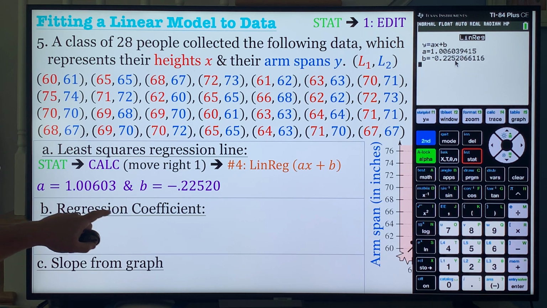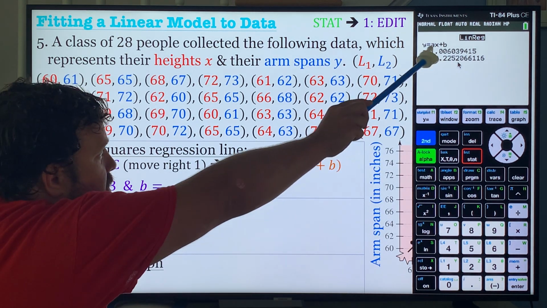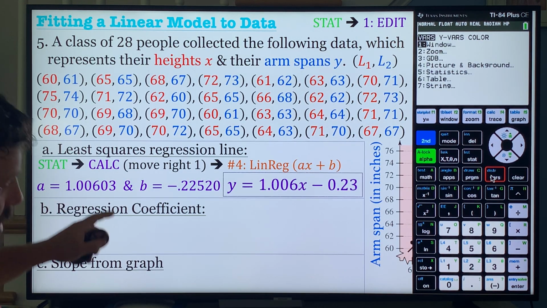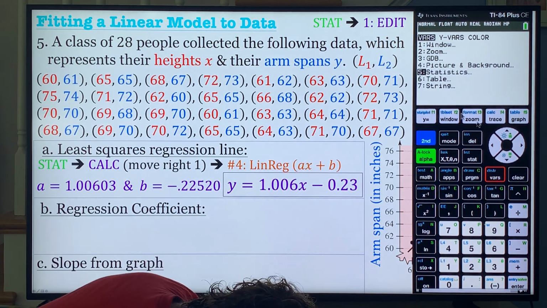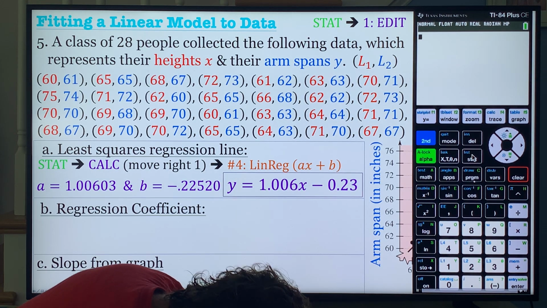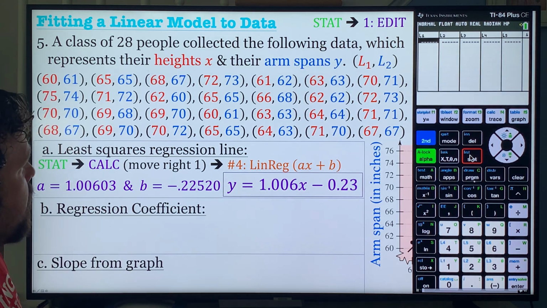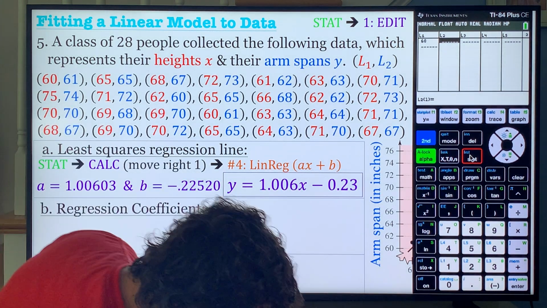Sometimes some calculators do it automatically, and just so you know, here A is 1 point something, B is negative something. So this is going to be going next to your X. Just pause this real quick. All right, so Y equals 1.006 X plus negative 2. Oh no, you reset this.